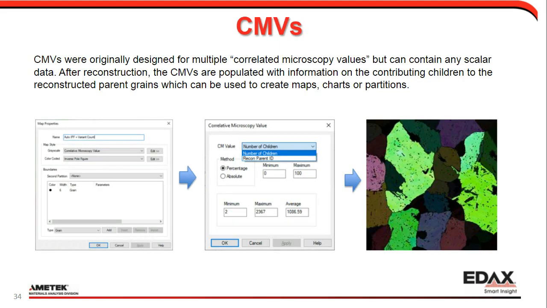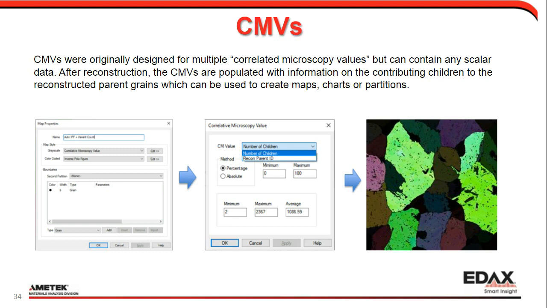So in OIM, I think it was 8.5, we created these correlative microscopy values. Basically, they are the ability to add custom fields into your data set at each point. Originally we thought of that for correlative microscopy. Maybe you want to match in some EBSD data, some CL data values, some kind of value that you want to add in. So we've adopted that flexibility for the reconstruction algorithm, and we're populating them currently.